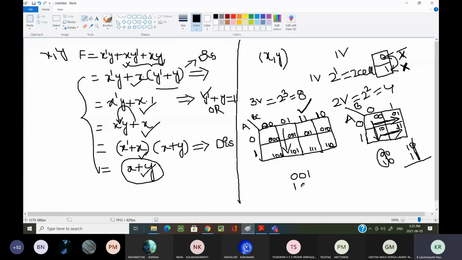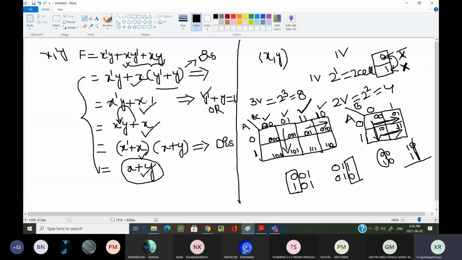Now, the cell values are 1, 0, 1. How many values are different? Only one value is different. Now, if you consider these two horizontally, 0 1 1 and 0 1 0, how many values are different? One value is different. To achieve this property, definitely we should write our values in this order only. This is a 3 variable K-map.